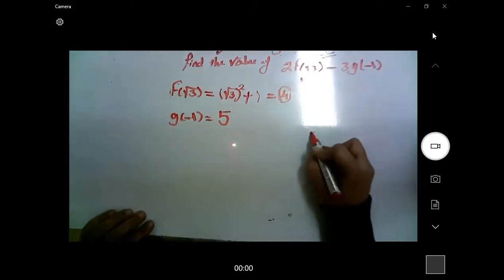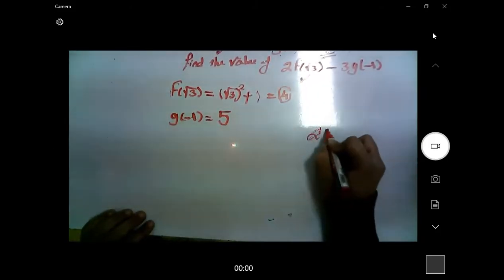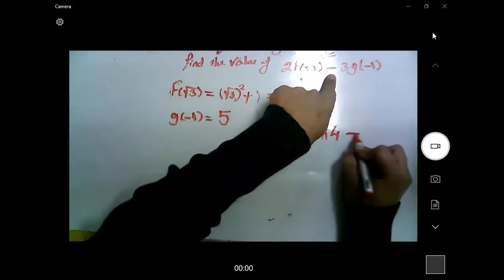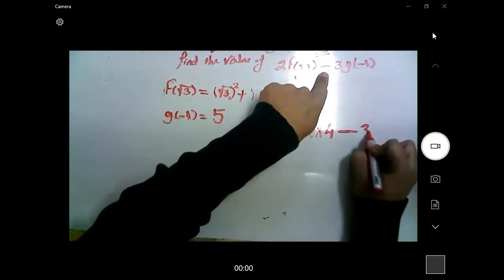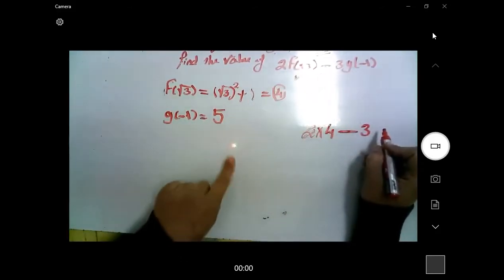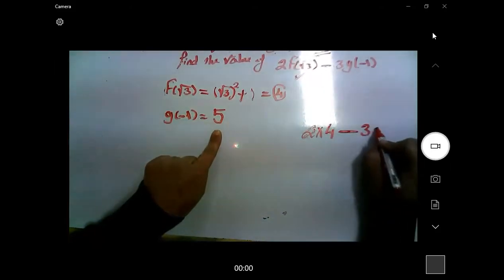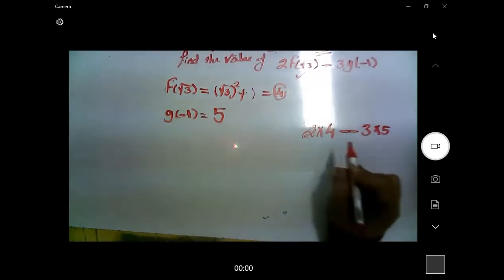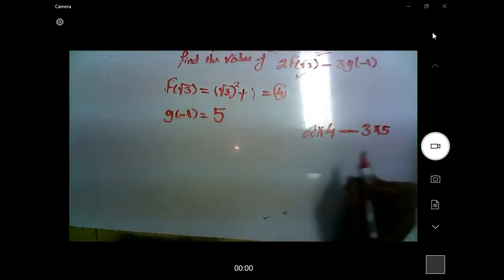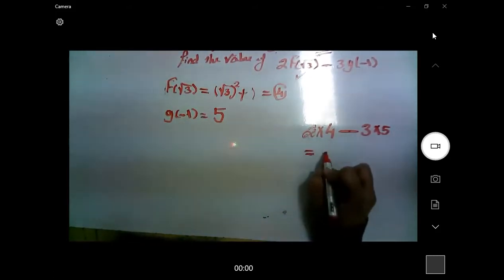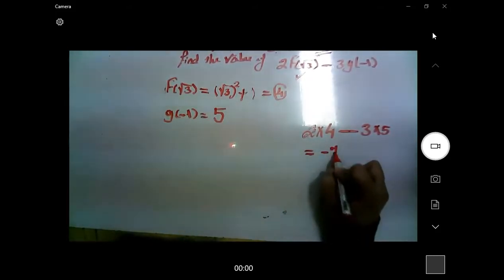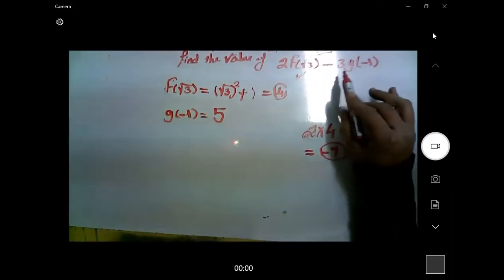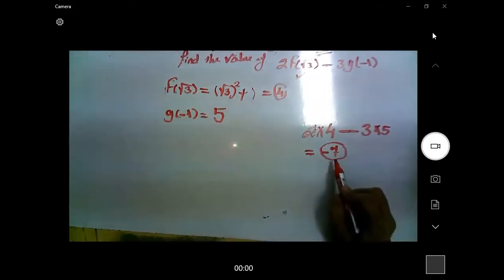Then 2 times 4 minus 3 g of negative 1, and we have g of negative 1 equals 5, so 3 times 5. 2 times 4 is 8. 8 minus 15. Then the result equals negative 7. Then the value of 2f of root 3 minus 3g of negative 1 is negative 7.